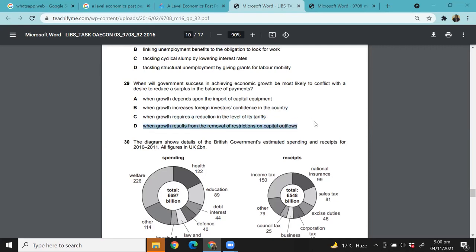Isha, are you following me? And for the last question, when growth results from the removal of restrictions on capital outflow, there was a restriction that the capital cannot go out of the country, but now with the removal of restrictions, the money can go out of the country. Then it means what? More money will be going out of your country. So there will be again a deficit on your balance of payments. Right? That was a tricky one. So the answer is B.